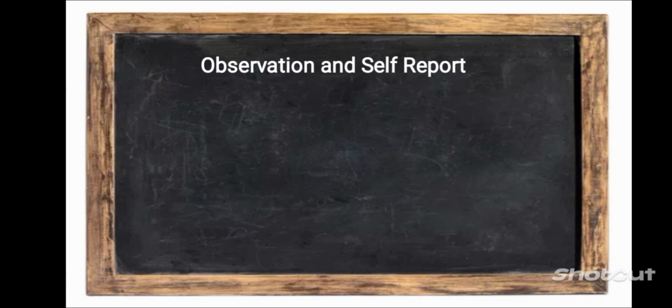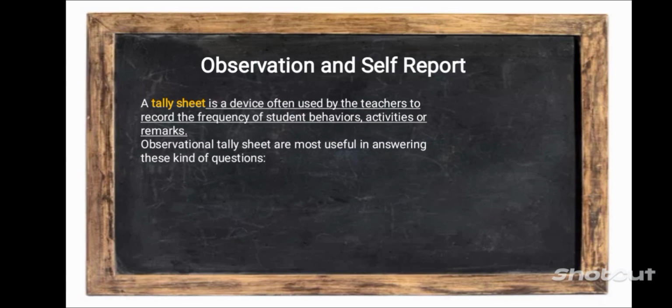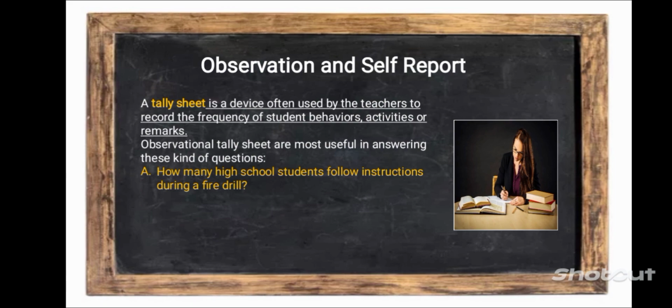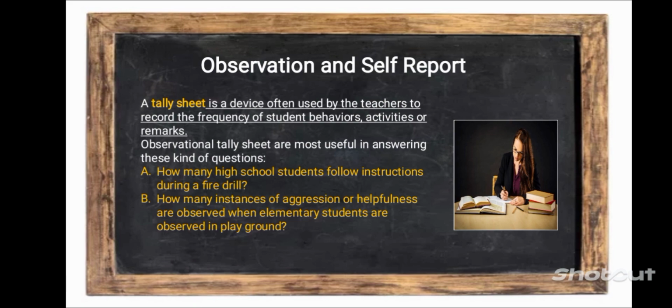Observation and self-report assessment are two different methods used to gather information about individuals in education: the observation and the self-report assessment. The first one is a tally sheet. That is a device often used by the teacher to record the frequency of student behaviors, activities, or remarks. Observational tally sheets are more useful in answering this kind of question. For example, how many high school students follow instructions during a fire drill? How many instances of aggression or helpfulness are observed when elementary students are observed in the playground?